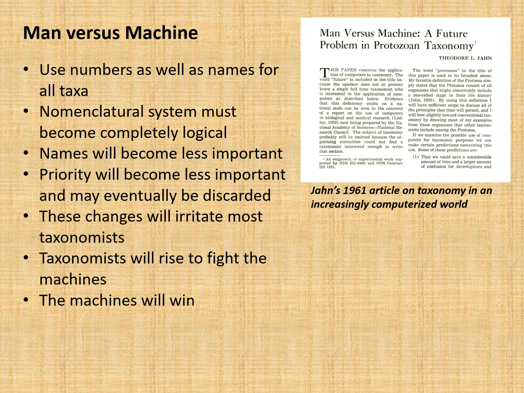In a 1961 article on taxonomy in an increasingly computerized world, T.L. Jean made a number of both serious and whimsical predictions. Among them, he predicted the use of numbers as well as names for all taxa, that nomenclatural systems would become completely logical, that names would become less important, priority would become less important and eventually may be discarded, that these changes will irritate most taxonomists, that taxonomists will rise to fight the machines, and that the machines will win.